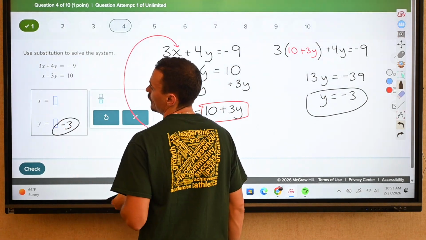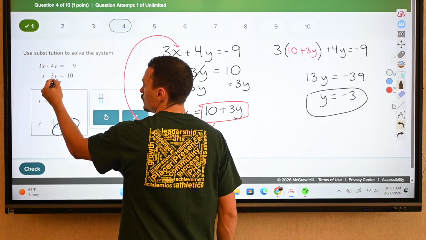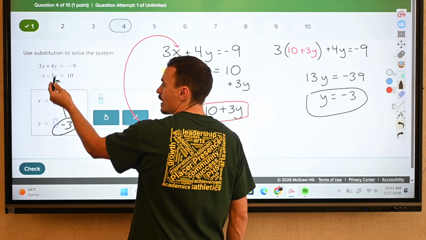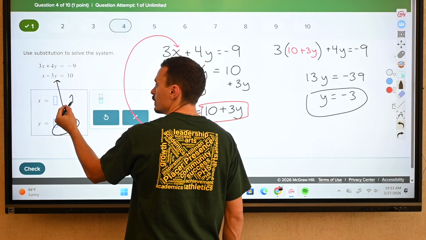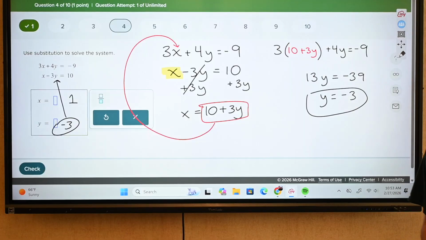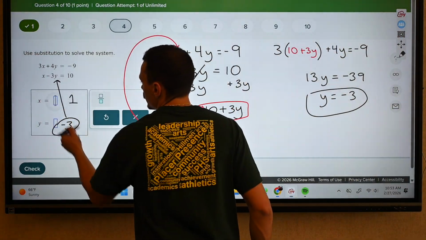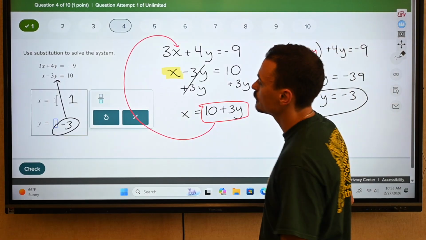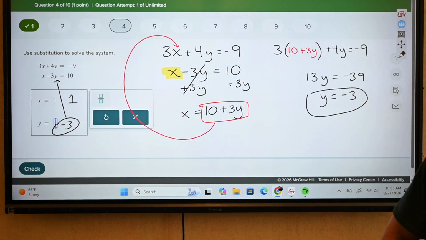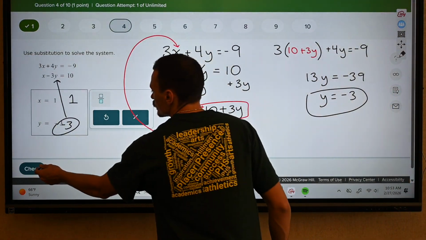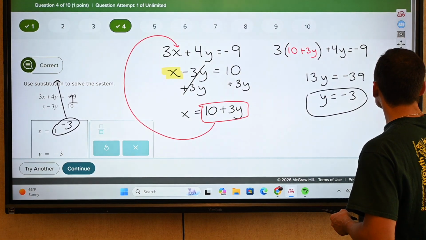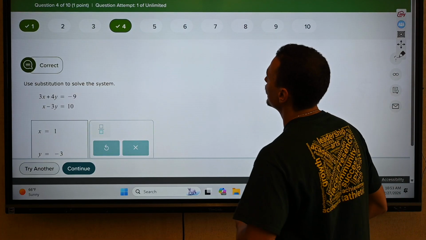If y is negative 3, then we will substitute that back in for y. We'll do negative 3 times negative 3, which is 9. Subtract 9 from both sides to get 1. So this answer should be 1 comma negative 3. Let's check our work. 1 and negative 3. Boom. Awesome. Nice.